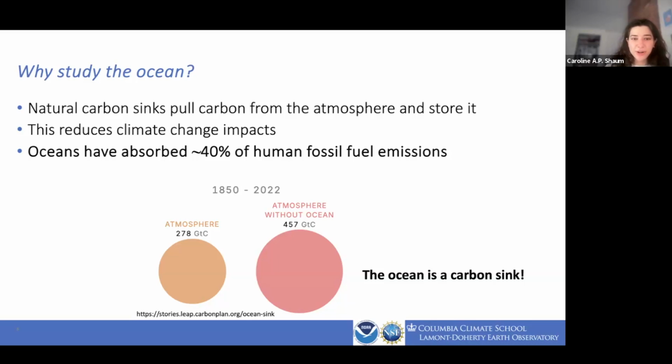You can see at the bottom this diagram of the gigatons of carbon in the atmosphere without the ocean carbon sink and with the ocean carbon sink over the past 150 years. And this image comes from a website that our group did with a group called Carbon Plan. And the website goes into a lot of really cool detail about the ocean carbon cycle and the ocean carbon sink. And we highly recommend you check it out if you want more detail and more visuals. It's really cool.